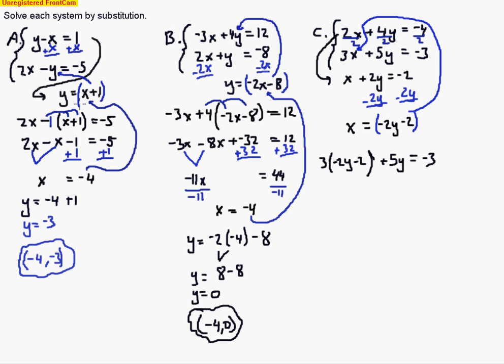So we can do some work here. We can distribute this 3 over that sum. It's a sum because they're the same sign. And we'll see what we get. So this leaves us with a negative 6y minus 6 plus 5y equals negative 3. We can go ahead and do some opposite operations here. We'll add the 6 to both sides, but I'll also collect these two terms here.